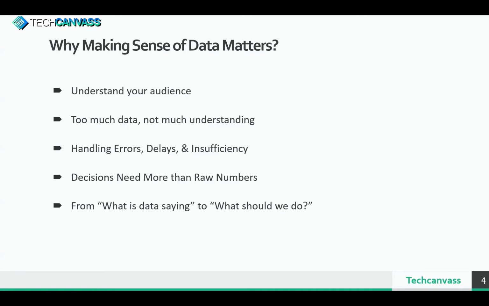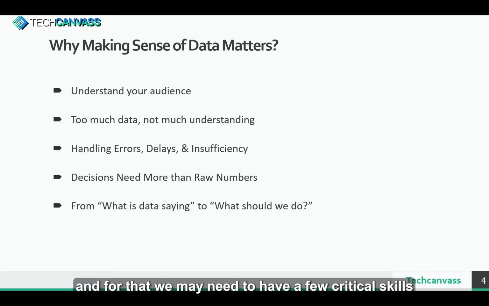Then, to understand the data, every organization deals with a lot of data. So, okay, now we do have too much data, but how to make it more insightful is something which we as analysts have to understand, and for that we may need to have a few critical skills. Okay.